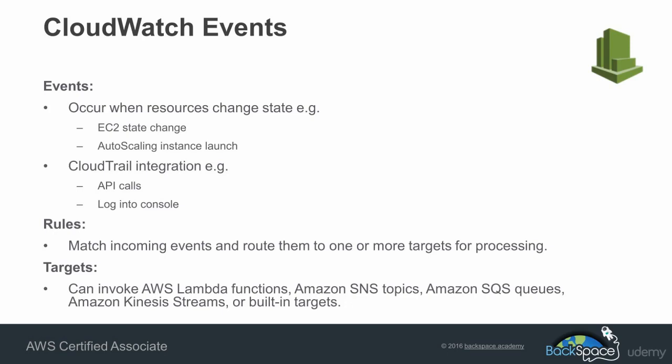Now, a target can be a Lambda function. It can be an SNS topic. It could be an SQS queue. It could be a Kinesis stream, or it could be built-in targets. An example of a built-in target would be to terminate an instance. So when someone logs in as root, and we might have an instance there, we want to terminate the instance or whatever we do. That's an example of a built-in target that we can use.